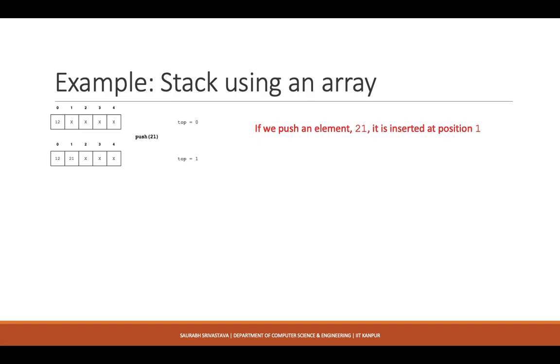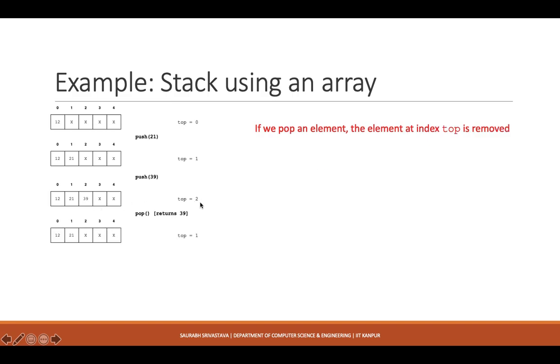Now if we push an element, so this is the terminology for insertion, let's say 21, to this stack, the top now gets incremented to 1. So the top is pointing here, and I have these two elements, 12 and 21. If I get another push request, let us say for 39, it gets added here at again the higher end of the array. The top gets incremented to 2. Then let us say I get a request to pop an element out of the stack. I simply remove the topmost element, the element that was at top. So now top goes back to 1, and the top is now pointing here.